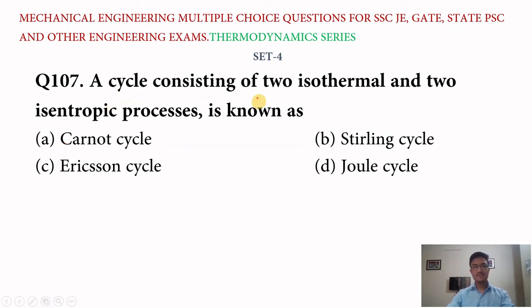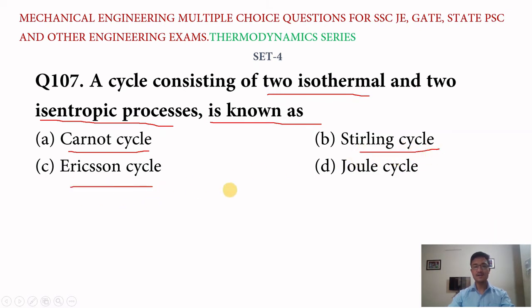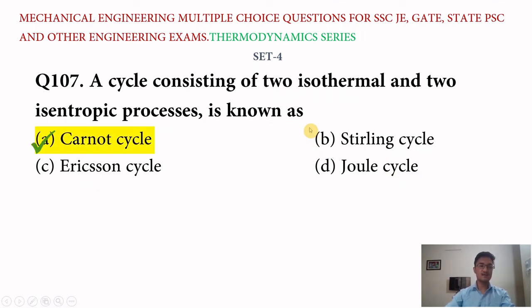A cycle consisting of two isothermal and two isentropic processes is known as, we have four options. Option A, Carnot. Option B, Stirling. Option C, Ericsson cycle. Option D is Joule cycle. So the answer is Carnot cycle. Carnot cycle consists of two isothermal and two isentropic, that is constant entropy, processes. Next question.